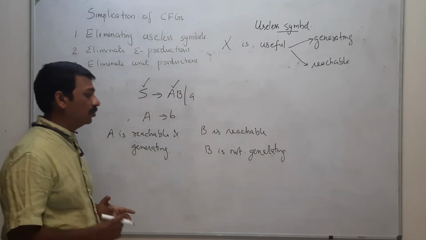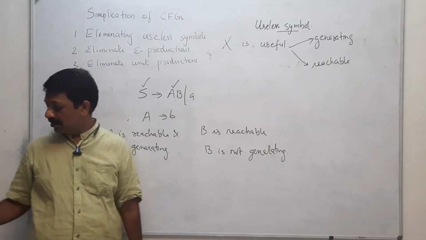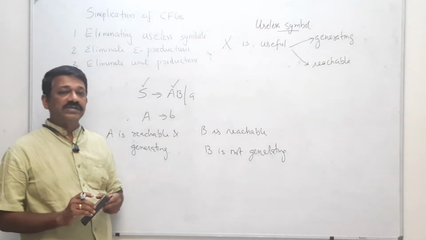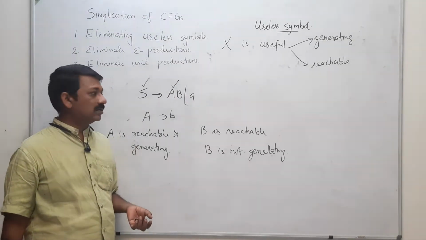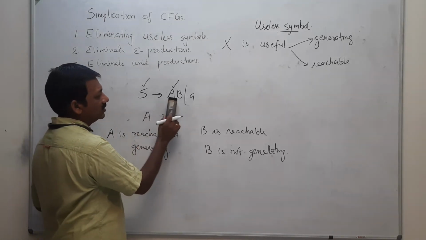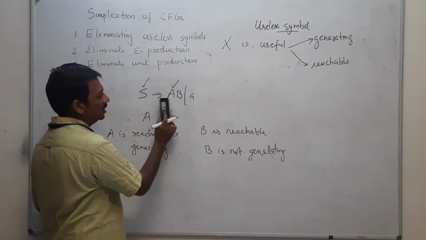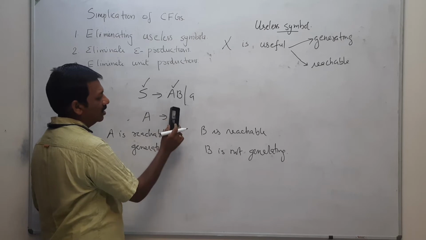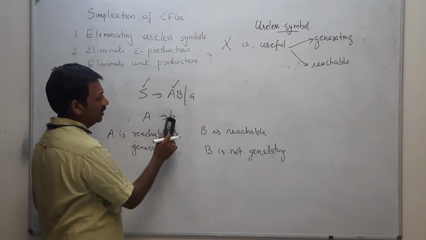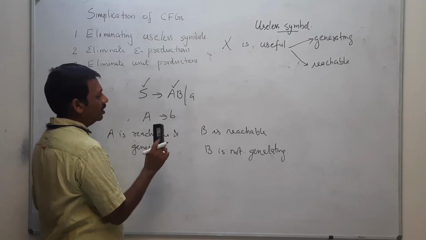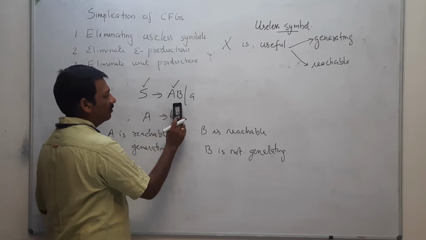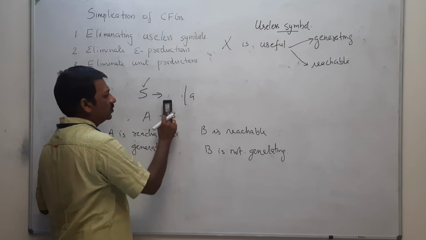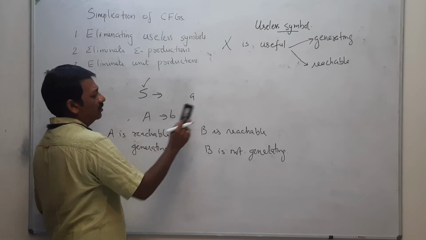Then what you have to do? You have to eliminate the productions in which B is a part. Here S derives AB or A, and A derives B. Now if you are removing this AB from here, what will happen? This will go. And what about this?